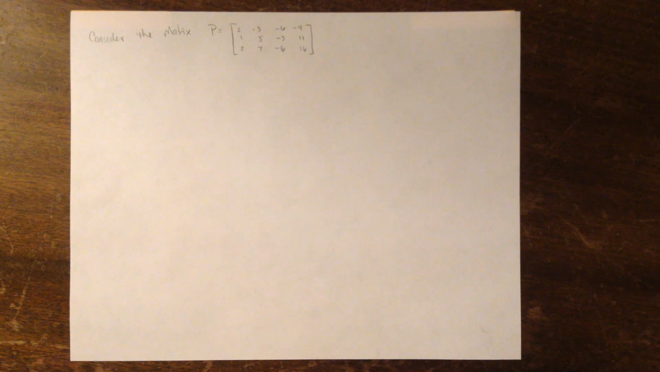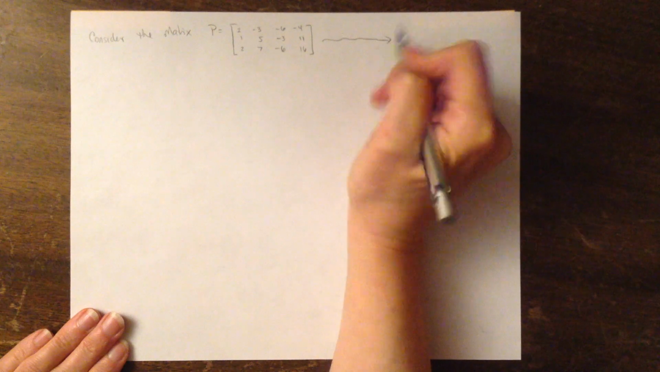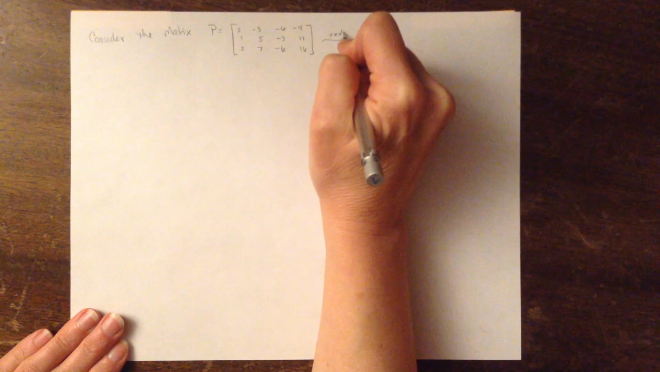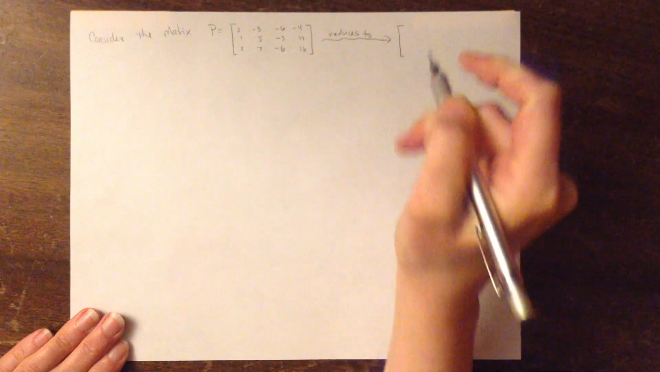So here's a matrix, I'm calling it P. I just want to do one more example of finding a basis for the row space and the rank, and the basis for the null space and the nullity. So I am not going to do this. Now this guy reduces to, so I've done the row reduction ahead of time.